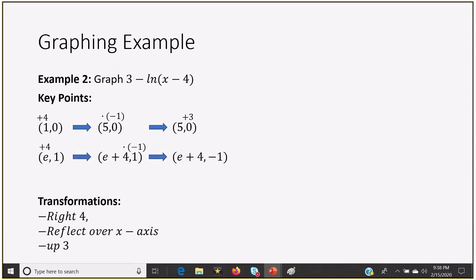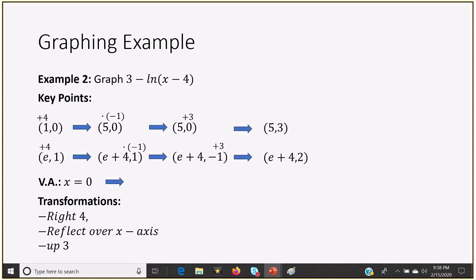Last transformation is up 3, so I'm going to add 3 to both of my y values. My first point is (5, 3). My second point is (e + 4, 2). My vertical asymptote, originally, is at x equals 0.